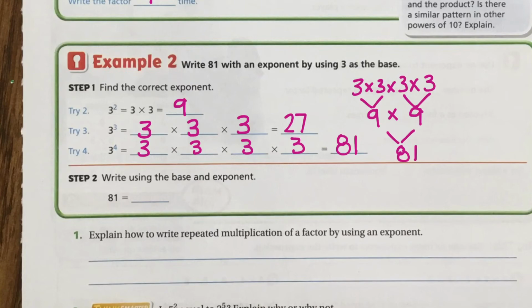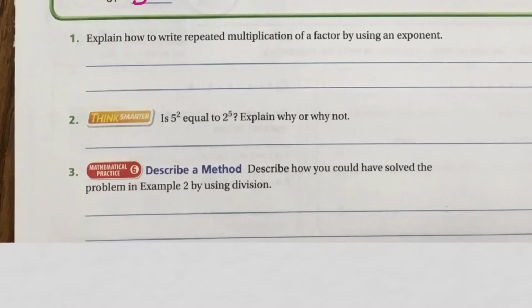Okay, write using the base as an exponent. So 81 is what? 3 to the fourth power. Okay, is 5 to the second equal to 2 to the fifth? But they have the same numbers. If you actually do the work, they're not. Okay, I'm not multiplying 5 times 2 and 2 times 5, right? If I was, would they be the same? Yeah, but that's not what I'm doing.